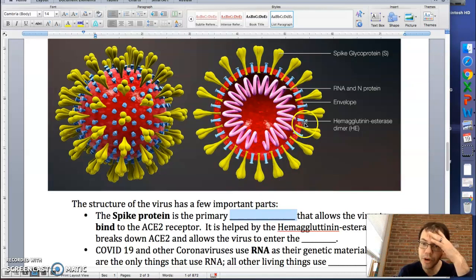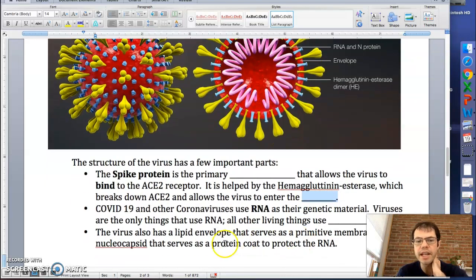But then this other part, the hemagglutinin esterase, sort of forces the door open, or rather dissolves the door, because it allows the virus to enter the cell by merging with the cell membrane and dumping the contents inside. Now, what contents are we talking about? We're talking about the RNA.